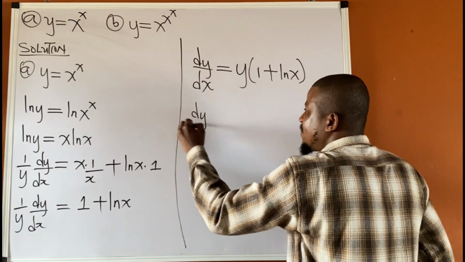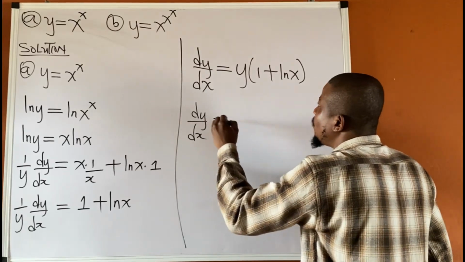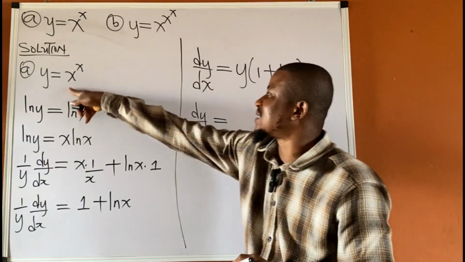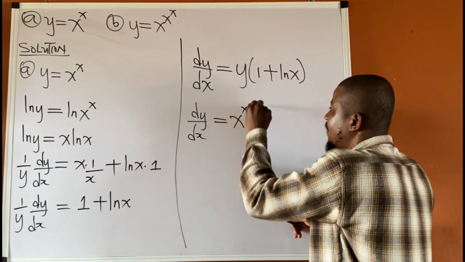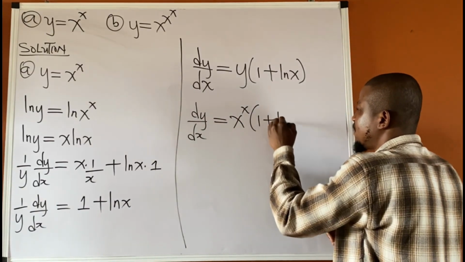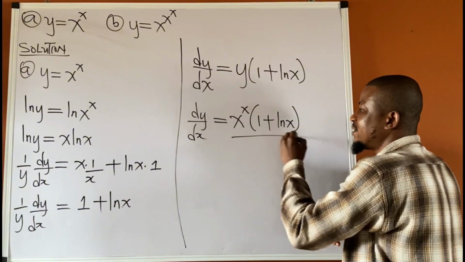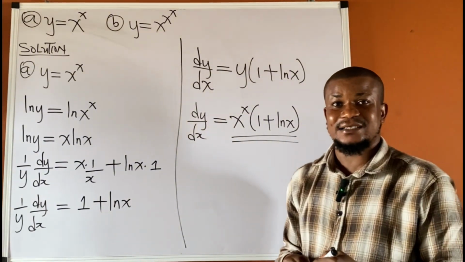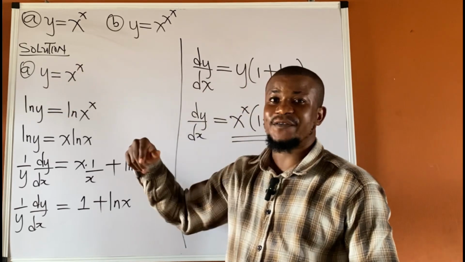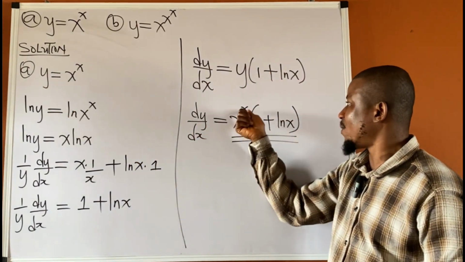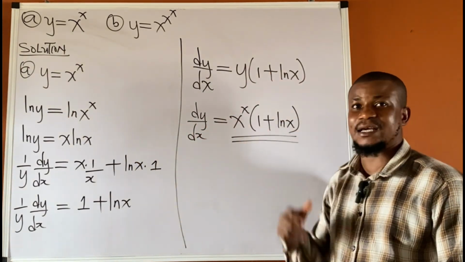And thus, our dy dx would be, remember our y is x to the power of x. So replace the value of y here, x to the power of x into 1 plus ln x. And this is our dy dx. And that's how we differentiate this function, y equal to x to the power of x. Its derivative is x to the power of x into 1 plus ln x.